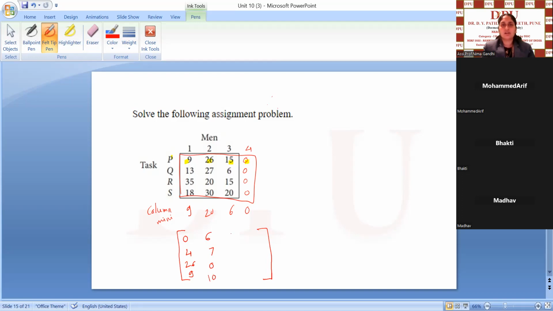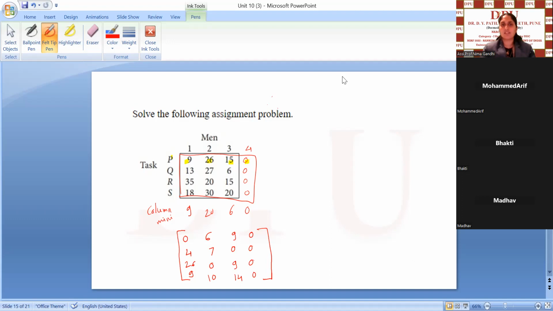So the third column. 15 minus 6 is 9. 6 minus 6 is 0. Here again you have 9. 20 minus 6 is 14. And here you have 0, 0, 0, 0. So we have a new matrix here, right?